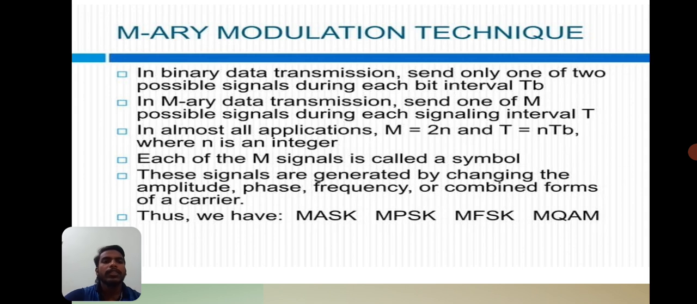In binary data transmission, we send only one of two possible signals during each bit interval Tb. In M-ary data transmission, we send one of M possible signals during each signal interval T. In almost all applications, M = 2^n and T = nTb, where n is an integer. Each of the M signals is called a symbol. These signals are generated by changing the amplitude, phase, frequency or combined forms of the carrier. Thus we have MASK, MPSK, MFSK and MQAM.